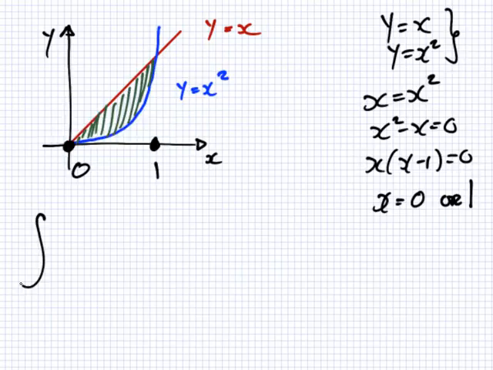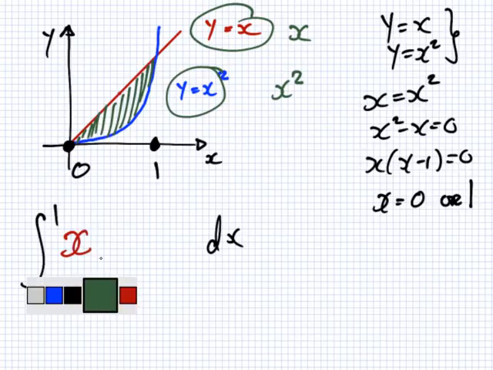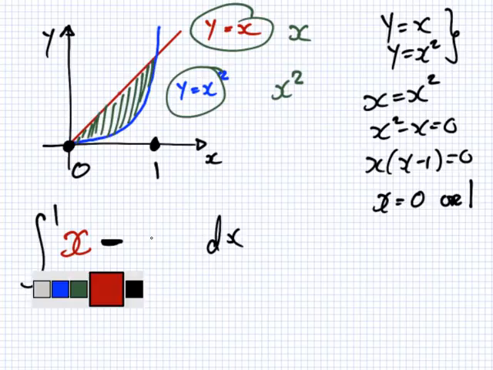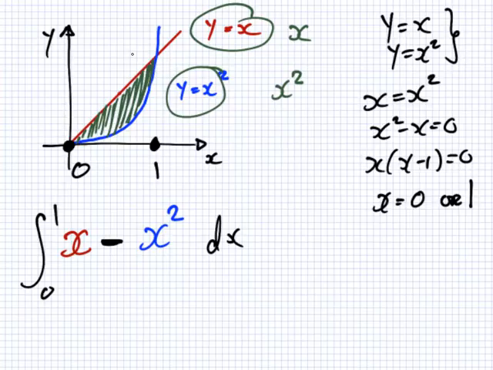We still integrate from 0 to 1, but the big difference is, because we have two curves, we must use both of these. We must use both the x and the x squared. What we do is we write the bigger function first, so that's the red function, which is x, and then we minus the lower function, and in this case the lower function is x squared. By integrating this, we get the area in between, and that's all. Yeah? The bigger function minus the smaller function.